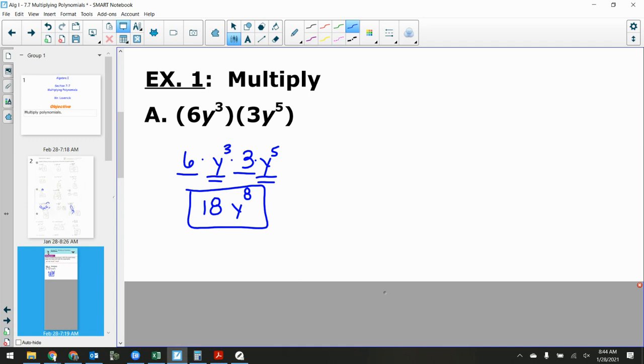Okay, so when you have a monomial times a monomial, you're basically going to just multiply the common pieces together. You're going to multiply the numbers together, and then you're going to multiply the letters together. All right, let's keep it moving.